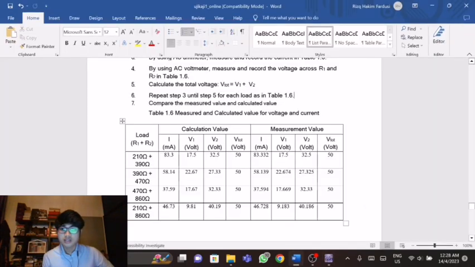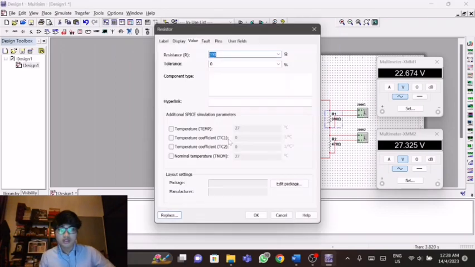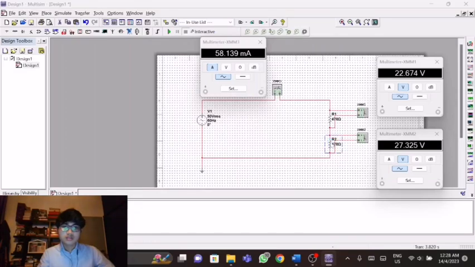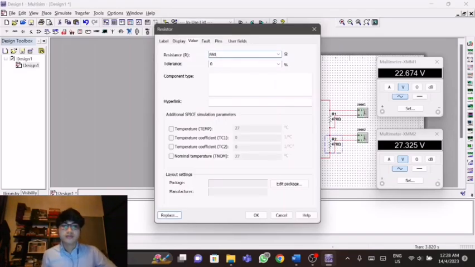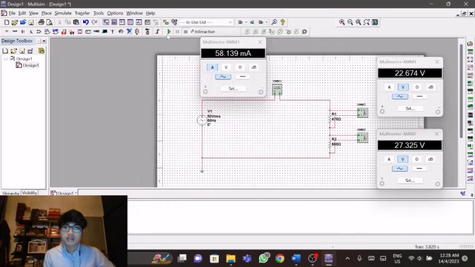So the third one is 470 and 860. Okay, now we run it again, and we can pause it, stop it. Now the new value for the current is 37.593 milliampere. The voltage at R1 is 17.669 volt. The voltage at R2 is 32.33 volt.